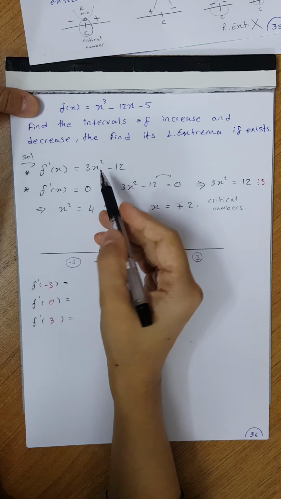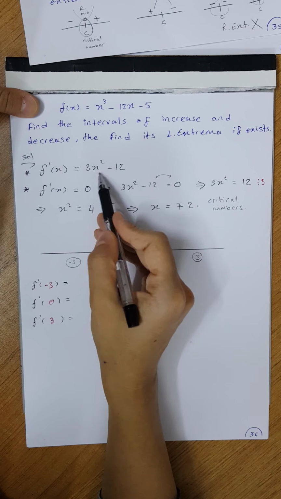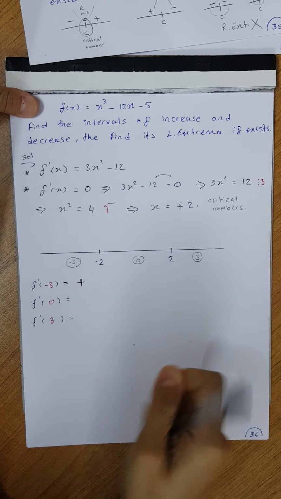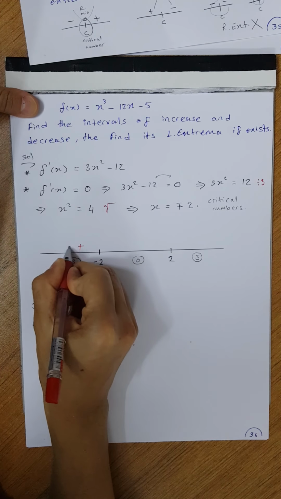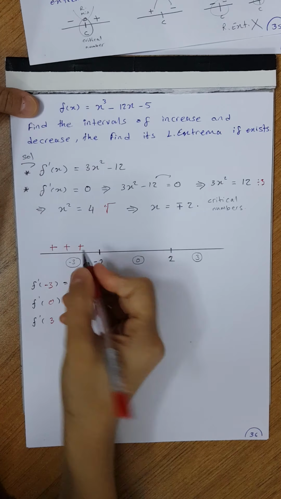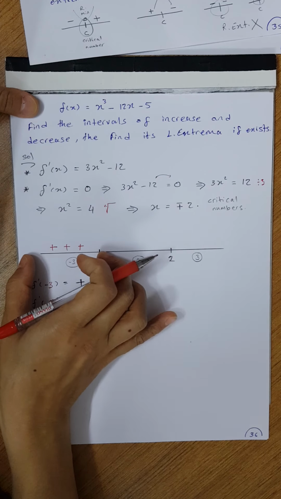So let's put negative 3 into here. If I put negative 3 into the first derivative of the function, what will I get? I will get 27 minus 12. It is something positive. Okay, look, I just write it is positive. I don't care about the value. So whatever number I'm choosing from that interval, it will give me a positive number. So that interval is positive.